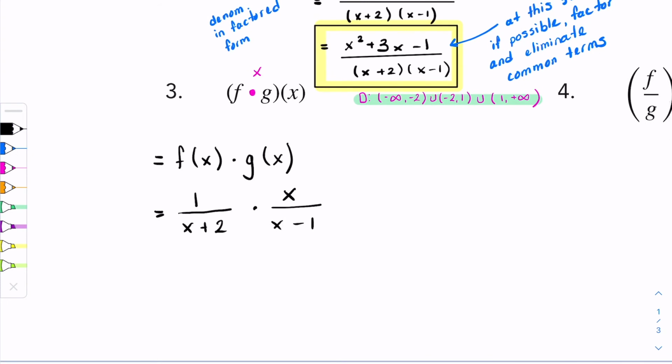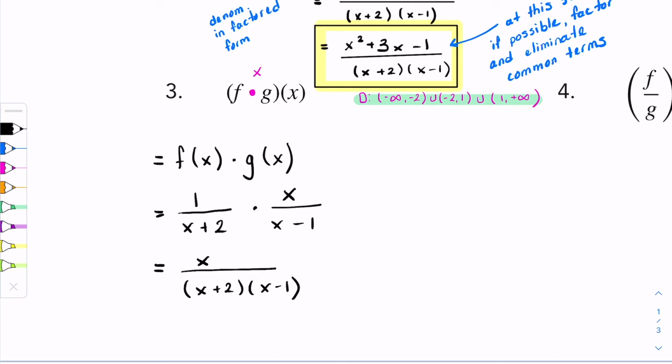When you're adding functions or subtracting functions, you have to create a common denominator. But in this example, we are multiplying functions, and you do not need a common denominator. All you do is multiply straight across. That means you are multiplying your numerators together, and you are multiplying your denominators. When we do this, our numerator becomes x, and our denominator becomes x plus 2 times x minus 1.